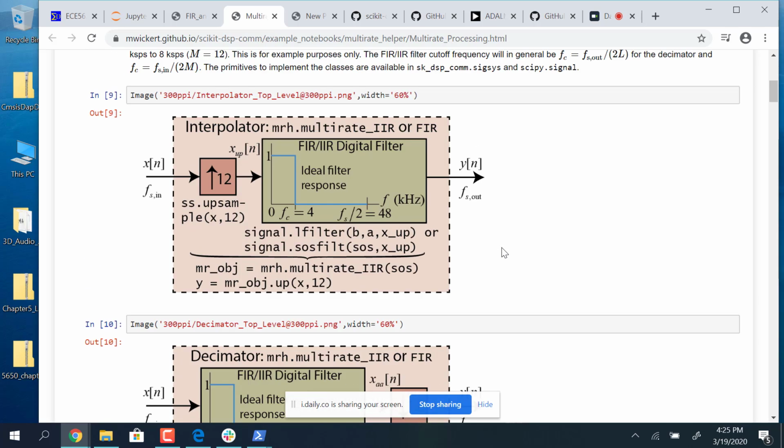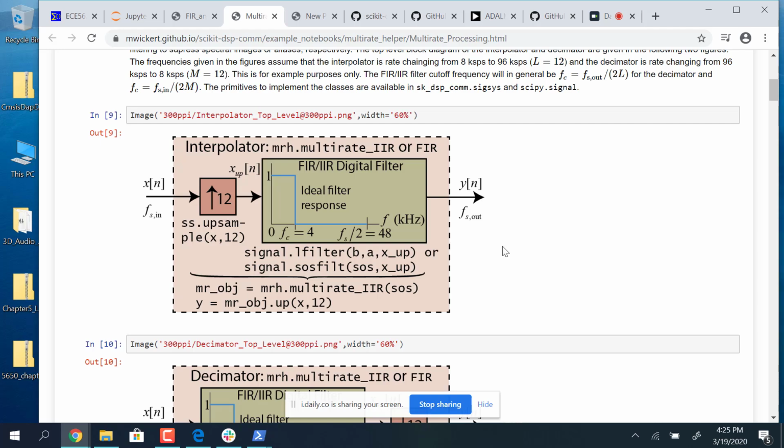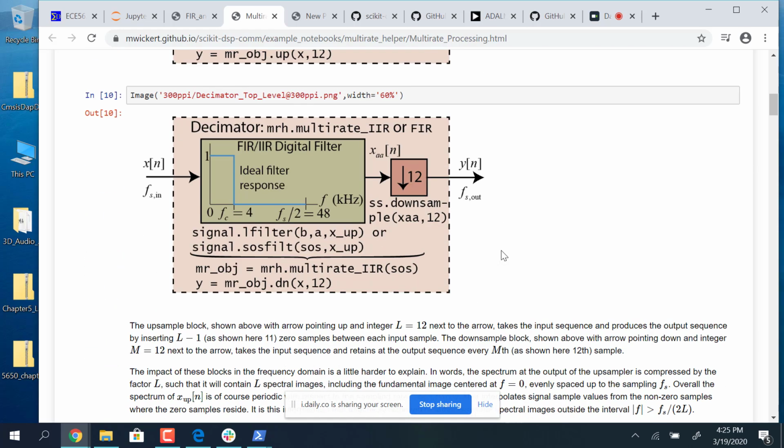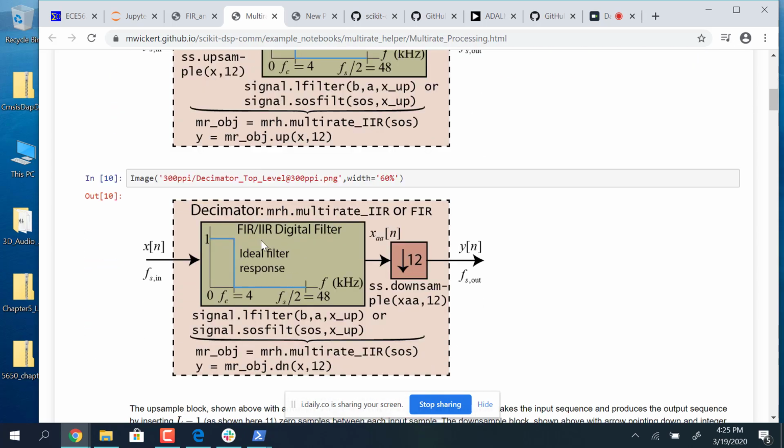second link talks about how to design upsamplers or interpolators and decimators, which in the project are exactly what we need. We need an interpolator at the midway point through the Weaver modulator, and then in the coherent demodulator, the receiver, you need a decimator that will then downsample to 12 by 12.